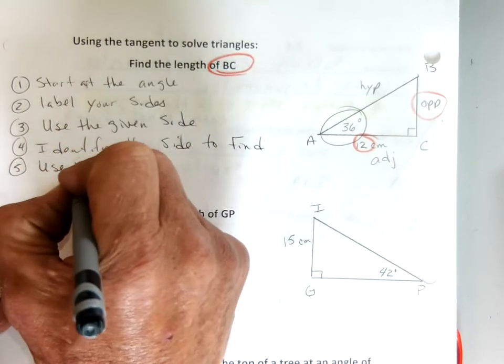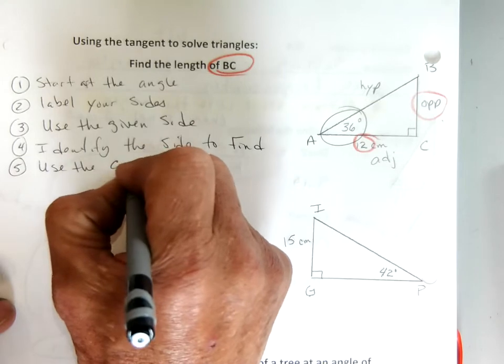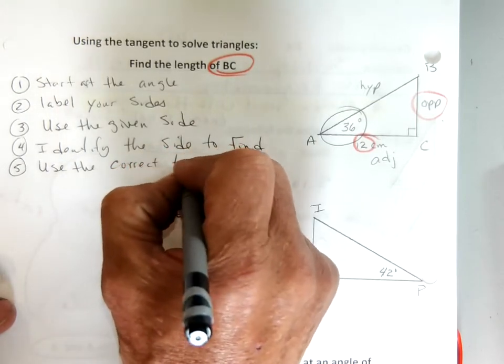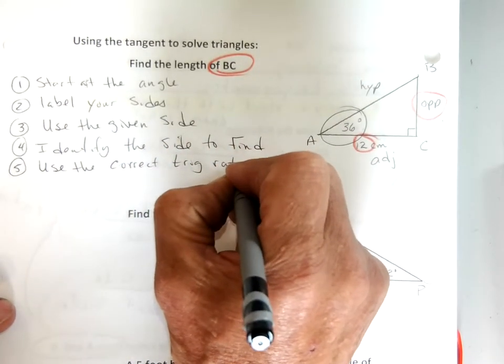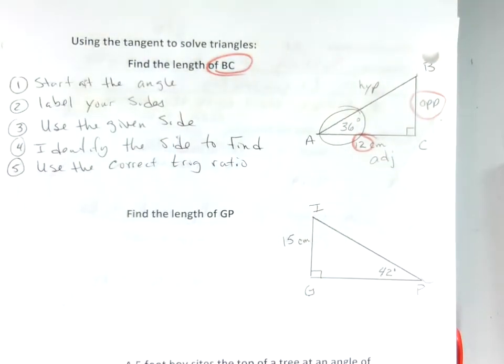Now, 5. Use the correct trig ratio. All right, what does that mean? Well, am I going to use that one? Yes or no? No. Why not? Because we're not looking for the sine. We don't care about the hypotenuse. We don't know the hypotenuse.